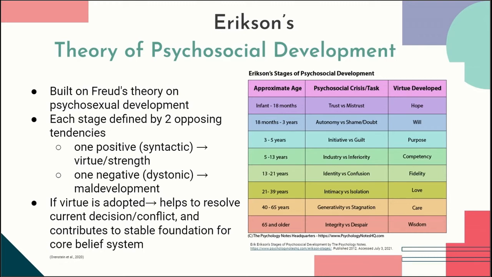If you develop the positive tendency, it will help you with decision making and resolve. However, if the negative is chosen, then it will result in maldevelopment, leading to difficulty with decision making and an inability to resolve conflict. For example, in stage 1, the conflict is trust versus mistrust. If the baby develops trust, then they gain the virtue of hope. If mistrust is chosen, this could result in a form of withdrawal.